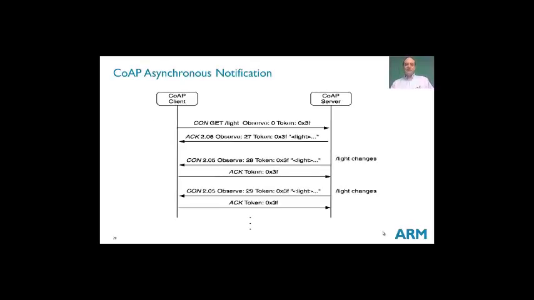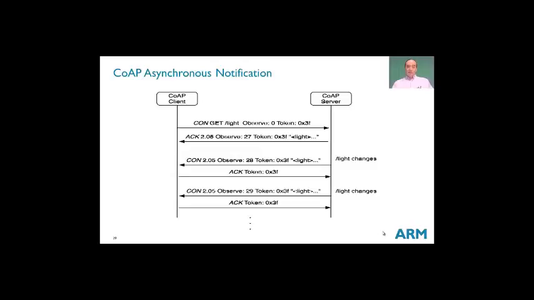Asynchronous notification is added to CoAP as a way of providing the CoAP server a way to let the client know when the value of a resource changes. So this shows the transaction flow for asynchronous notification.